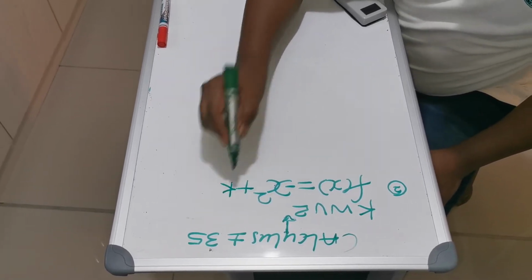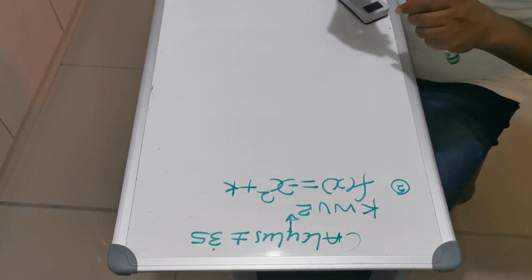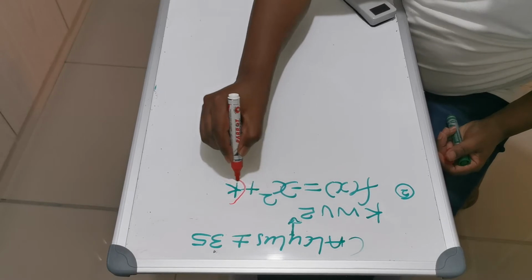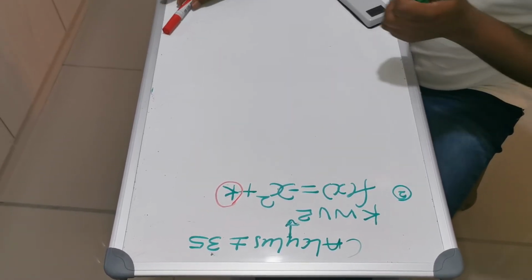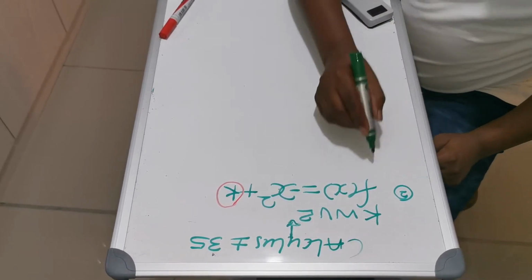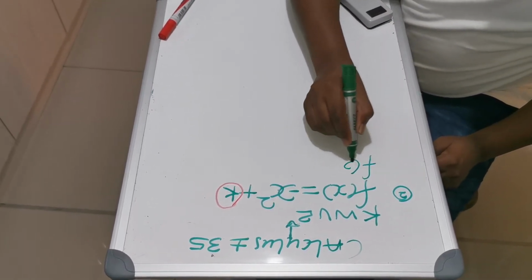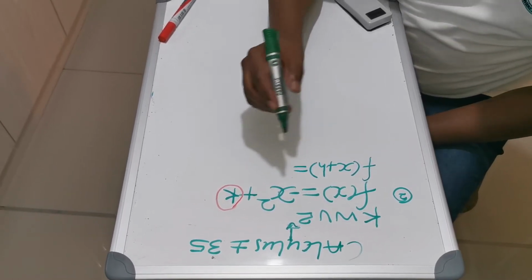plus k. But there is something that we have to notice here, that we now have k, and k is a constant. Why is k a constant? Because we don't have x next to it. So k is a constant there. But it's fine. What is important with first principle is that where there is x, we put x plus h. Let's do it and see.